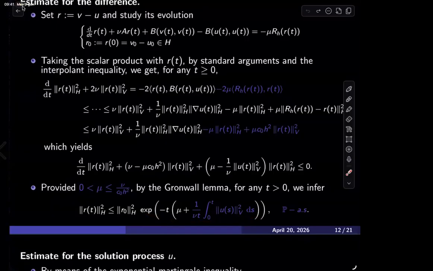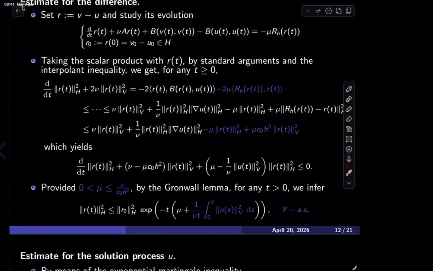So you see that you have the exponential of minus t times mu plus 1 over nu over t integral from 0 to t of the H1 norm of the solution. So what is the idea at this point? The idea is you want to prove that this term converges to 0. This term is bounded by the exponential of minus t times something. So if this term is positive, then you have exponential of minus something that will converge to 0 exponentially fast.